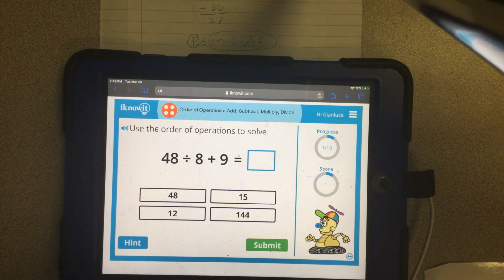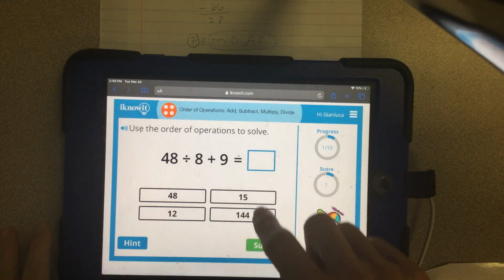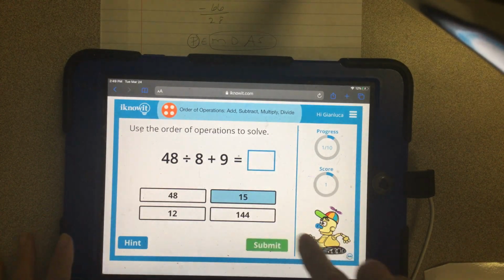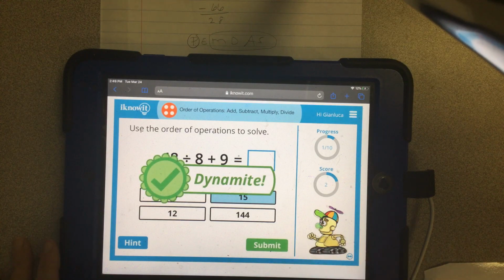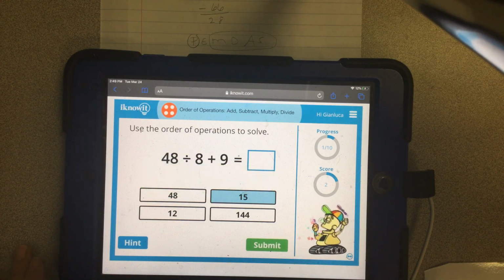So in this one, you don't have any parentheses, so you're going to use your same order of operations that you always use. Divide, multiply, subtract. And so you're going to do them working from left to right. So let me just practice with you another one, and we'll do this one really quickly. And it's just going to tell you that you are dynamite.